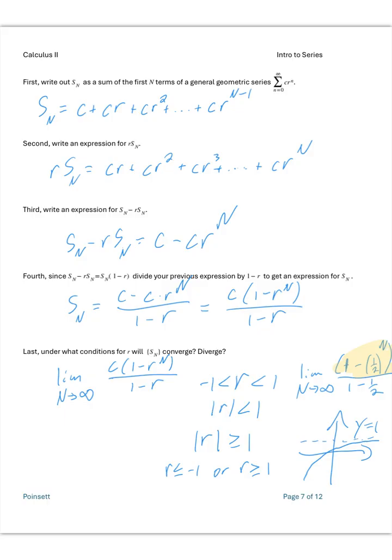In summary, we have the sequence of partial sums will converge when the absolute value of r, or the absolute value of the common ratio, is less than 1. And we will have a divergent sequence of partial sums for the geometric series when the absolute value of r, or the absolute value of the common ratio, is greater than or equal to 1. We now can state our geometric series theorem, and we can then do practice with it.